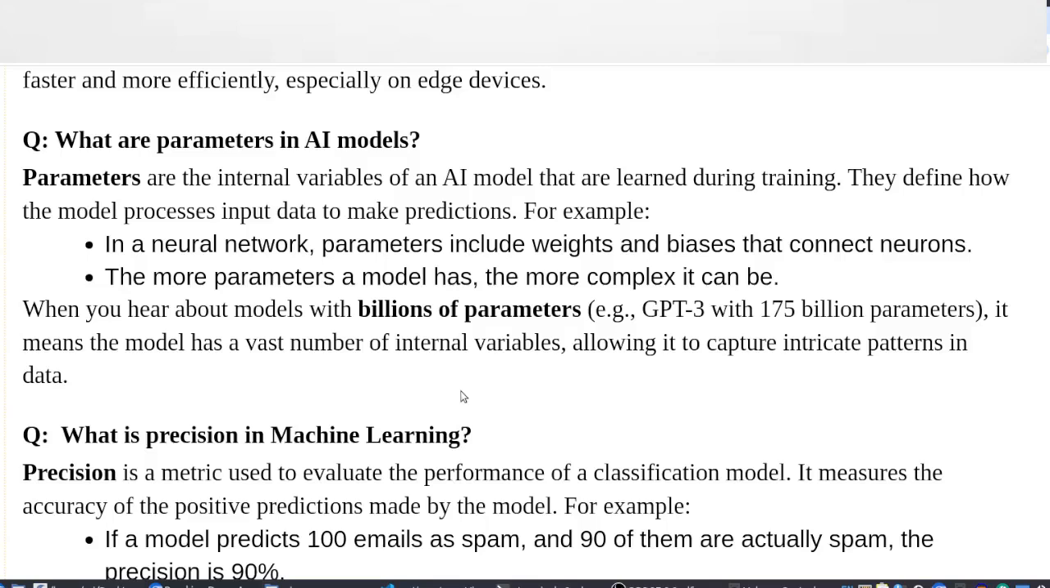What are parameters in AI models? Parameters are the internal variables of an AI model that are learned during training. They define how the model processes input data to make predictions. For example, in a neural network, parameters include weights and biases that connect neurons. The more parameters a model has, the more complex it can be. When you hear about models with billions of parameters, for example, GPT-3 with 175 billion parameters, it means the model has a vast number of internal variables, allowing it to capture intricate patterns in data. So in case of more parameters, then it can work better.